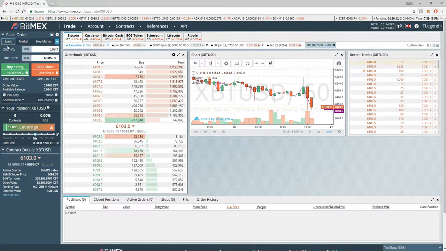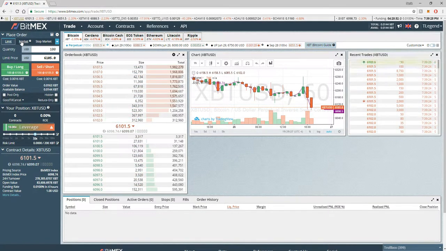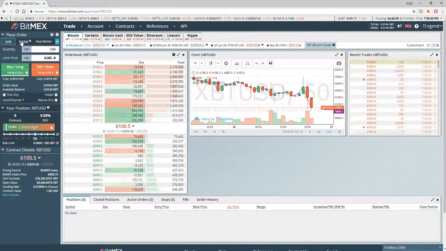So I prefer using limit. I never use market unless I really have to close a long or a short, or I'm trying to catch a big dump that I know is going to go much lower. Then I wouldn't mind paying the fees; I'll just market buy it.